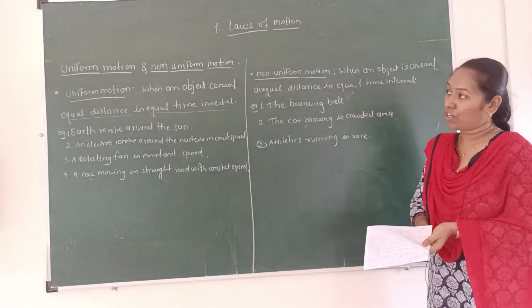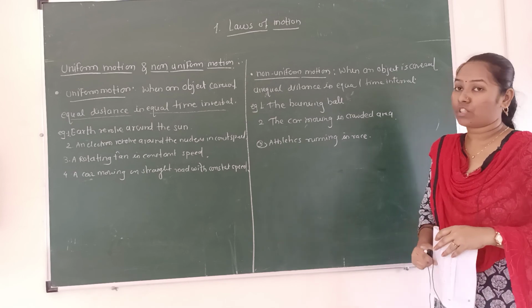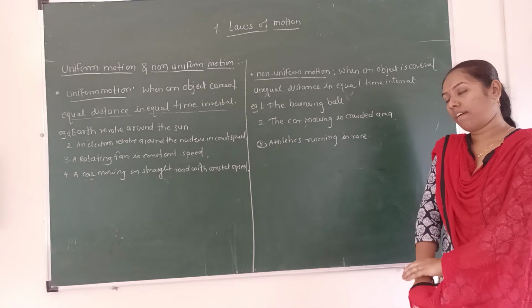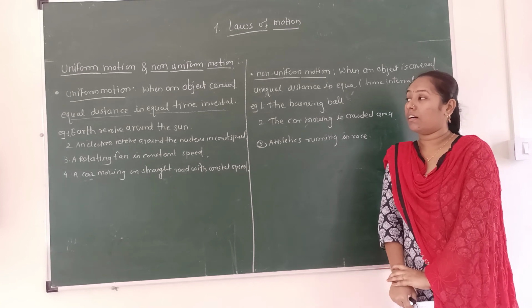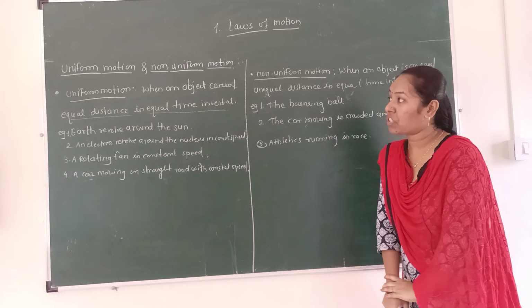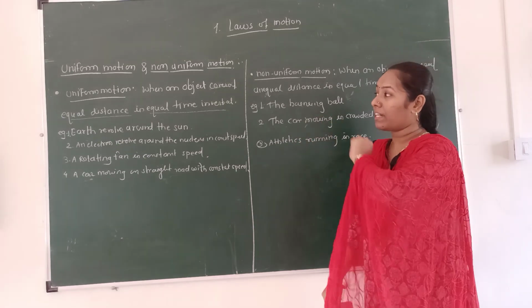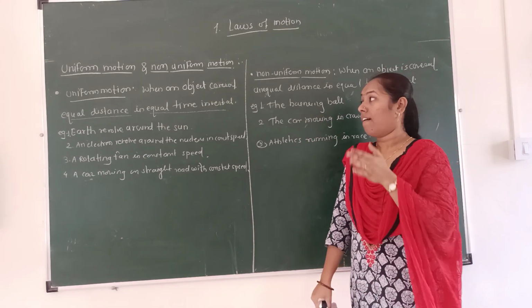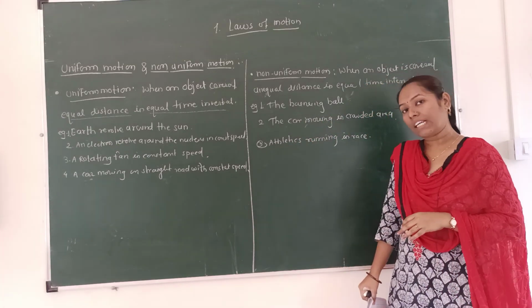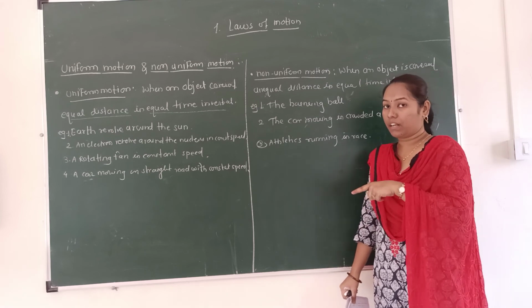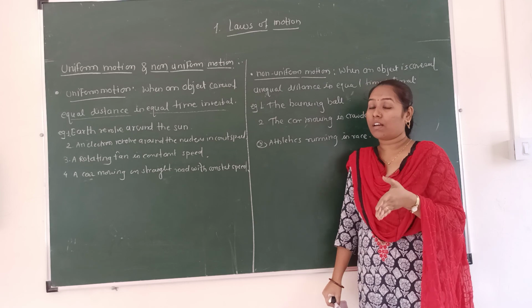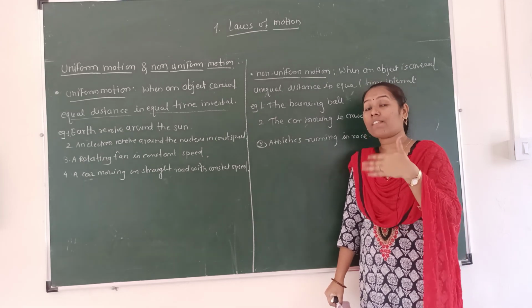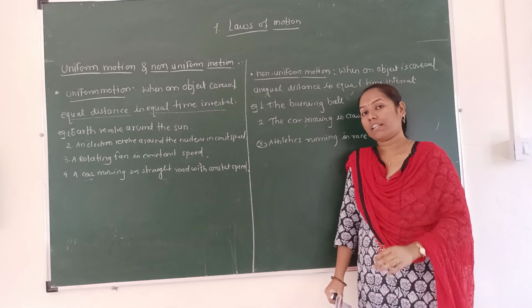In this video we have seen uniform motion and non-uniform motion with the help of the activity present in your book. I want to tell you again, what is the difference between these two? Uniform motion: when an object covers equal distance in equal time interval. And in case of non-uniform motion, an object covers unequal distance in equal time interval.